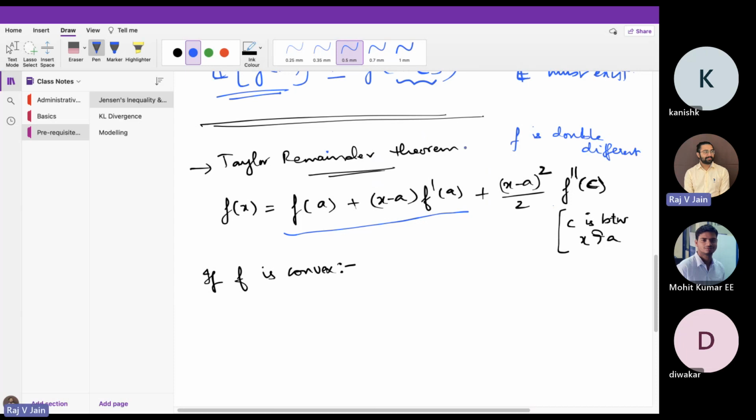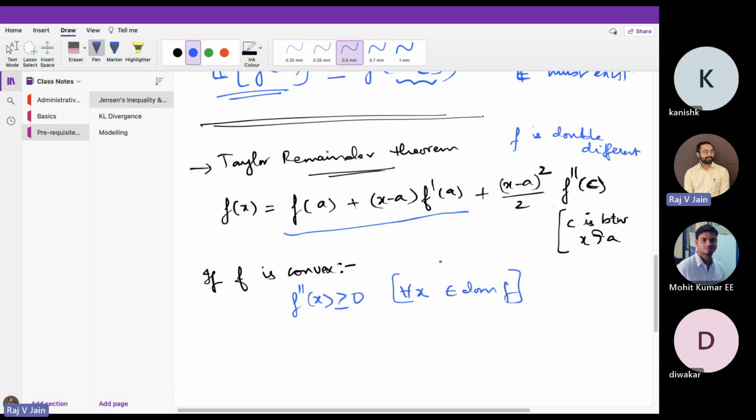Last class we discussed what will happen to the second derivative for a convex function. Does anyone remember the short discussion we had there? If f is convex, the second derivative is greater than 0. To be a bit more precise, if f is convex, f double dash will be greater than or equal to 0, for all x which belongs to the domain of f.